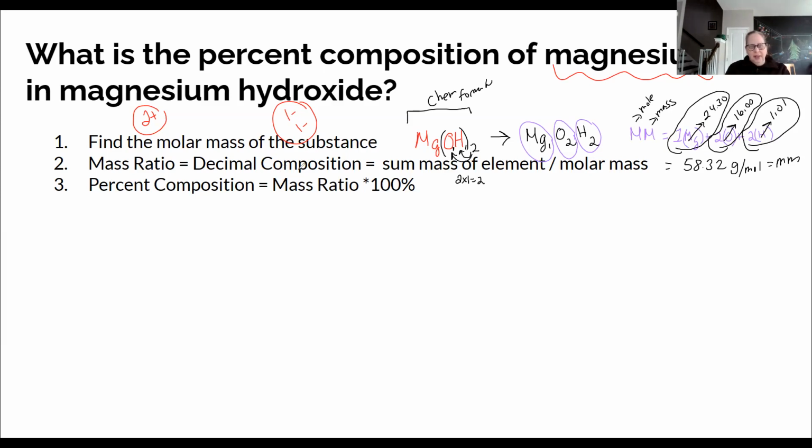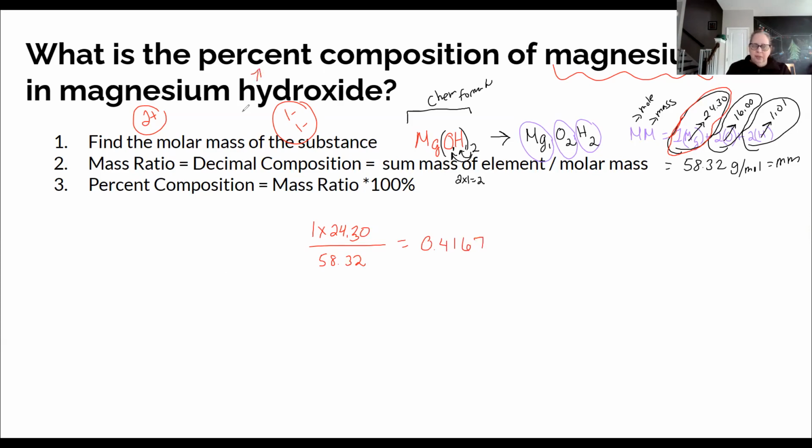Okay. So the mass ratio, or decimal composition, is the sum of the mass of the element divided by the molar mass. The mass of the element is this whole first section here. In this case, I'm taking 1 times 24.30, so that's not going to look much different than just 24.30. But if you had any number there, you would still need to include that in the numerator. The denominator is just the molar mass, 58.32. So this gives me my mass ratio, or decimal composition: 24.3 divided by 58.32 gives me 0.4167.